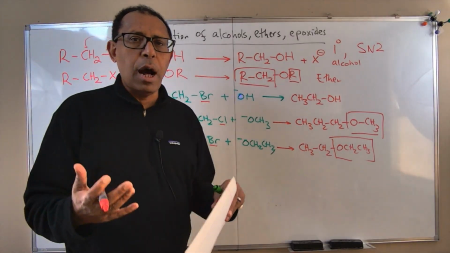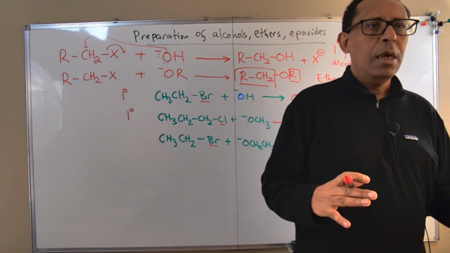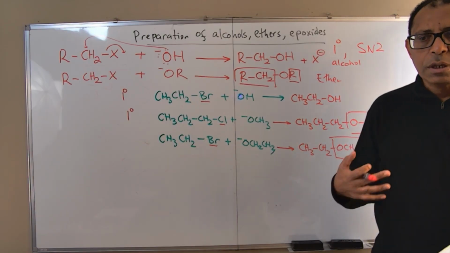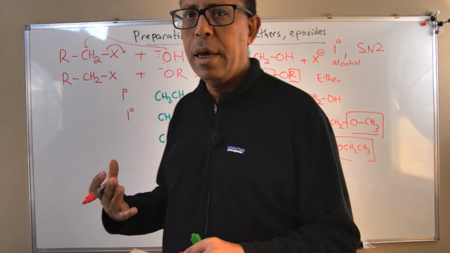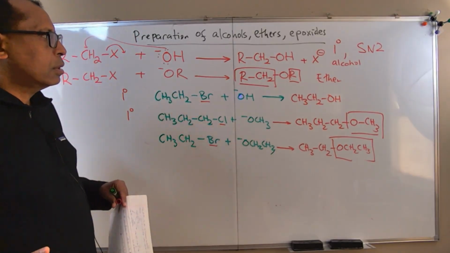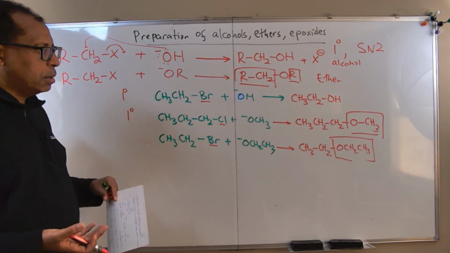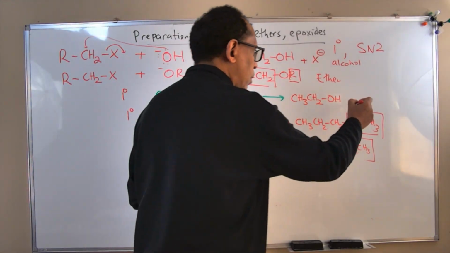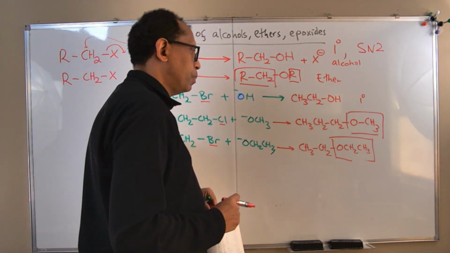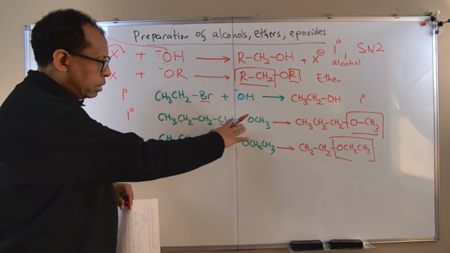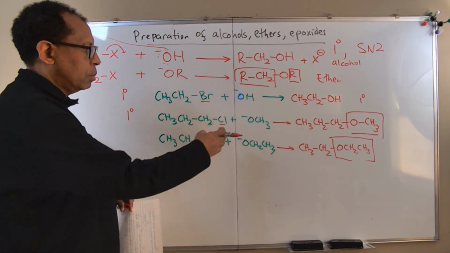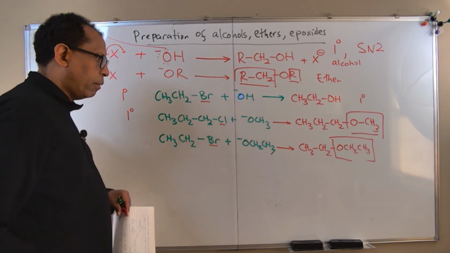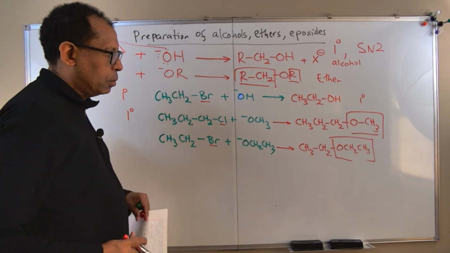This is a general concept you need to remember. If somebody asks you how you'd synthesize an alcohol, you'd say, okay, if I have a primary alkyl halide and I treat it with sodium hydroxide or potassium hydroxide, I can make a primary alcohol. So the alcohol is also a primary alcohol here. Here you are synthesizing an ether, so the ether needs an alkoxide nucleophile, so you have those ethers.